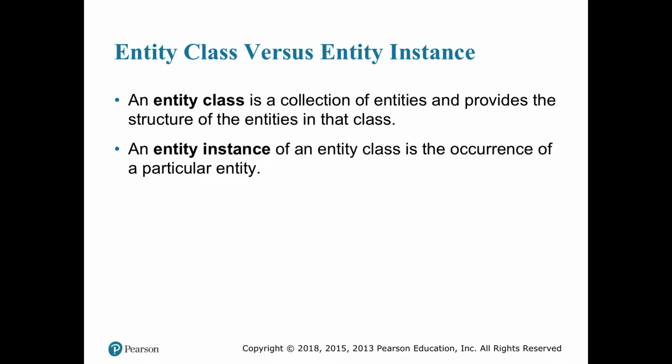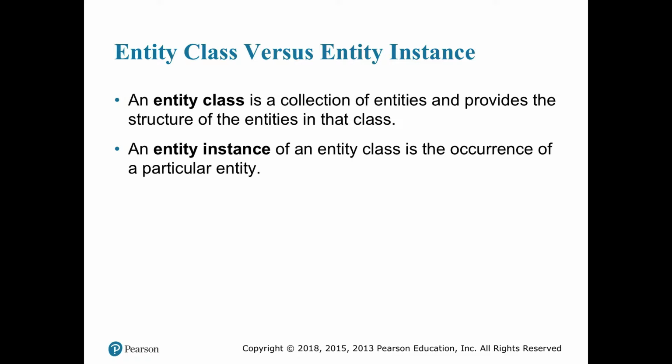But those things happen. An entity class is a collection of entities and provides the structure of entities in the class. Well, that means nothing by itself. So the entity class is like your attributes. Let's say you have a table, and your table is called people. What goes with that table? What are your attributes? Maybe first name, last name, something specific about that person, maybe their city, state, zip. That would be your entity class.